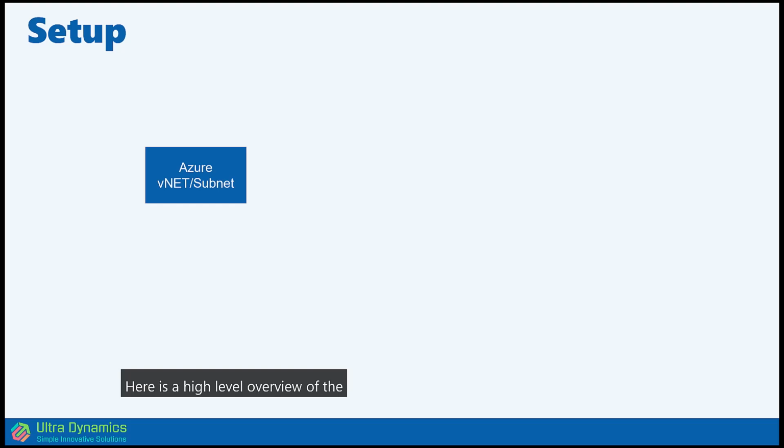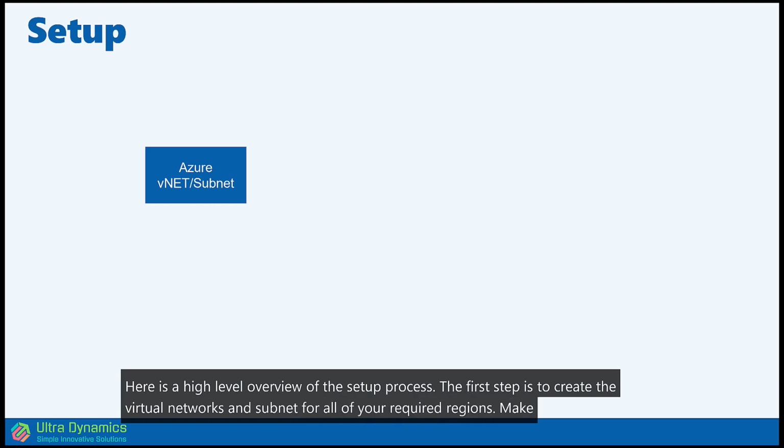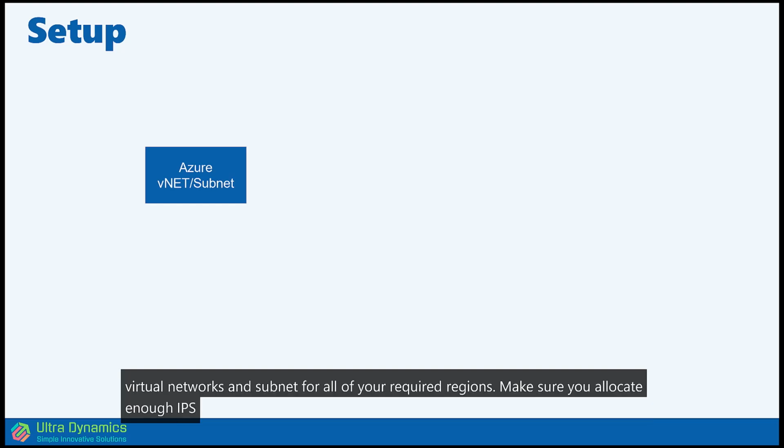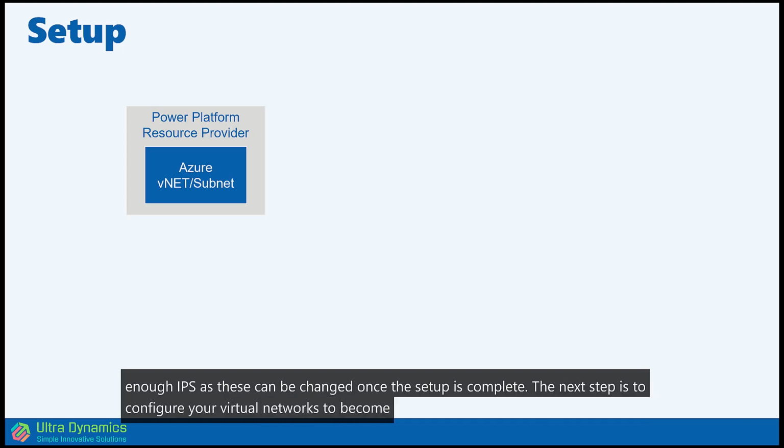Here is a high-level overview of the setup process. The first step is to create the virtual networks and subnet for all of your required regions. Make sure you allocate enough IPs, as these can't be changed once the setup is complete. The next step is to configure your virtual networks to become Power Platform resource providers.